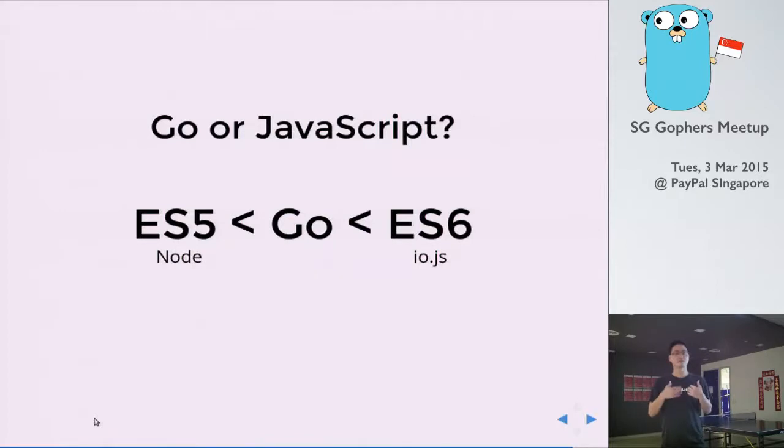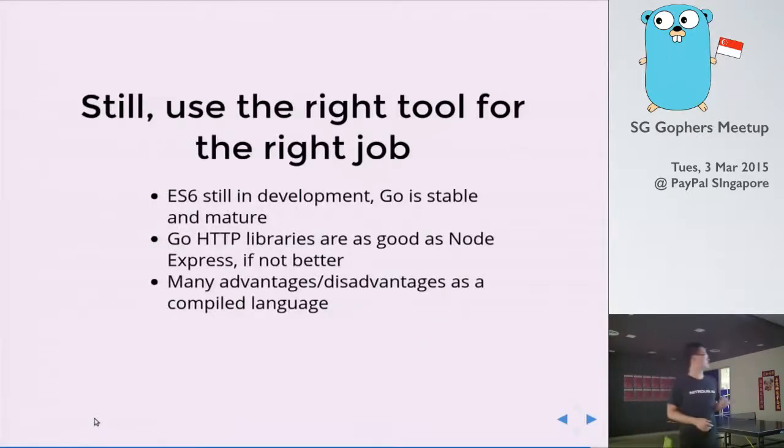But also I feel that the next version of JavaScript gives JavaScript so much more power that it can potentially allow your program to become so much simpler and so much easier to use. So it's definitely something to check out. But of course, right now ES6 is still under development and Go is stable and mature. So that's another thing to consider.